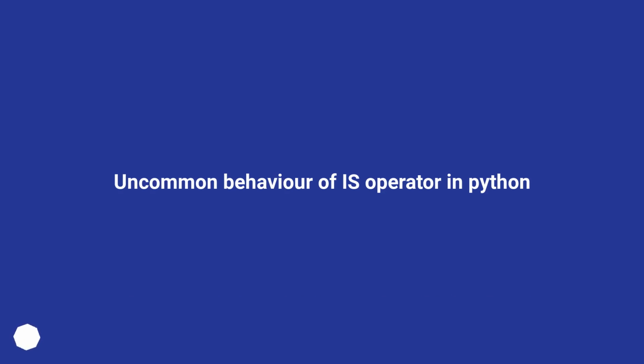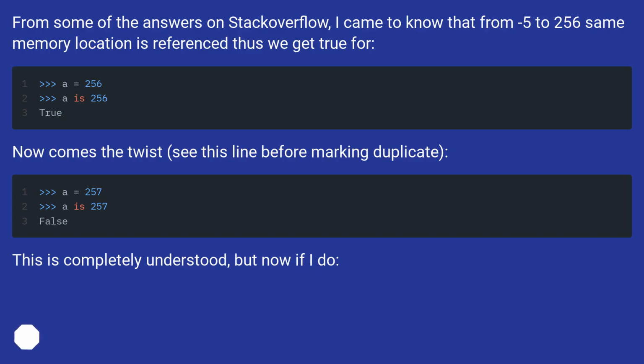Uncommon behavior of the is operator in Python. From some of the answers on Stack Overflow, I came to know that from -5 to 256 the same memory location is referenced, thus we get true. Now comes the twist. See this line before marking duplicate.